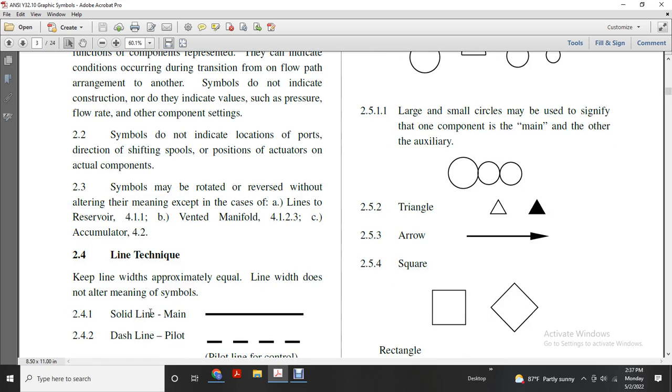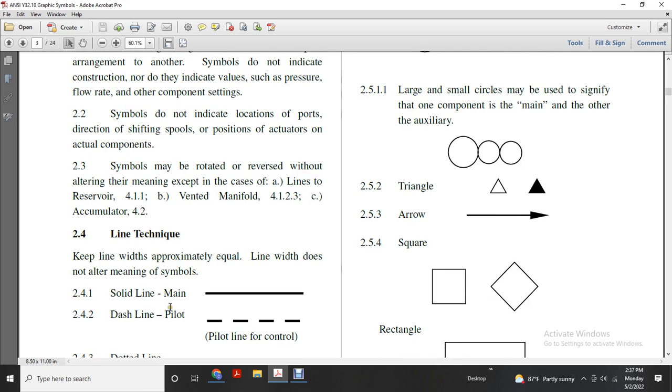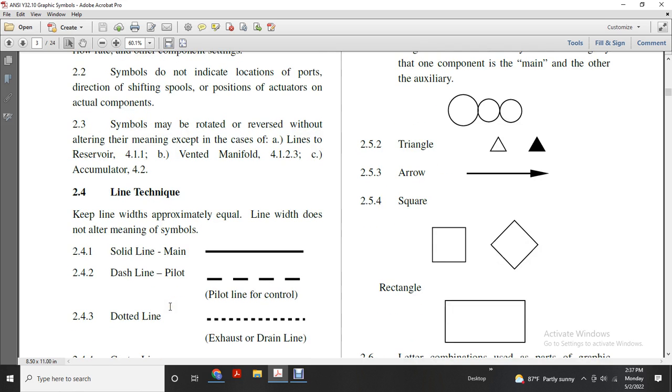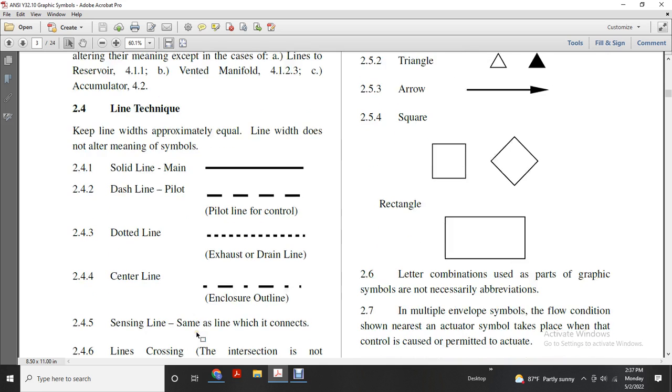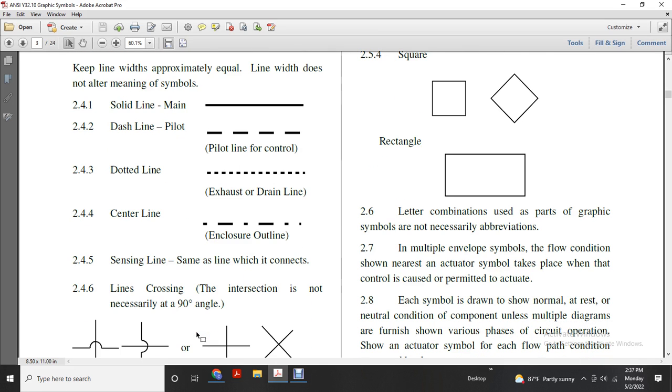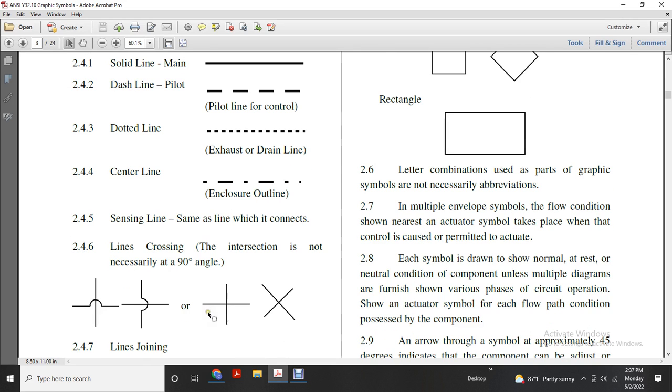Line technique. Keep the line widths approximately equal. Line width does not alter meaning. Solid line means main line, dash line means pilot line for control, dotted line means exhaust and drain line. Center enclosure outline, sensing line. A line crossing at an intersection is not necessarily at a 90-degree angle. This shows the line crossings.